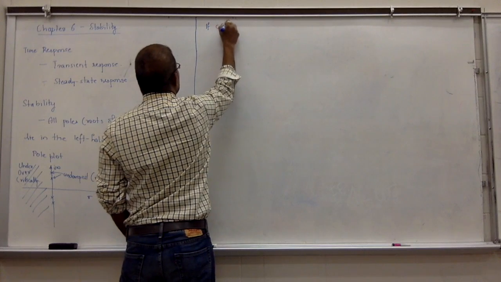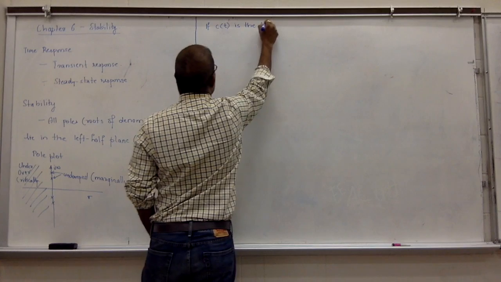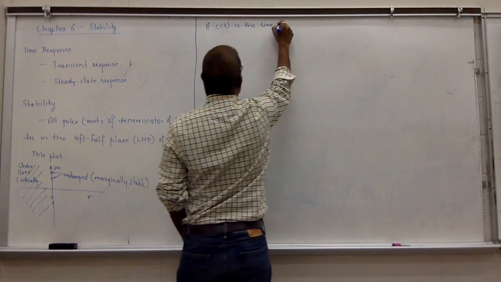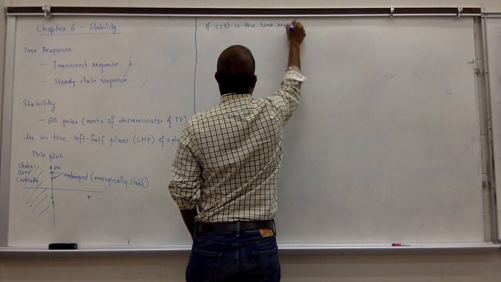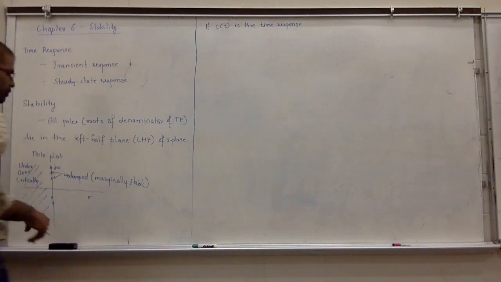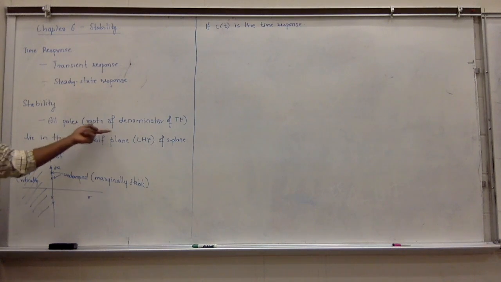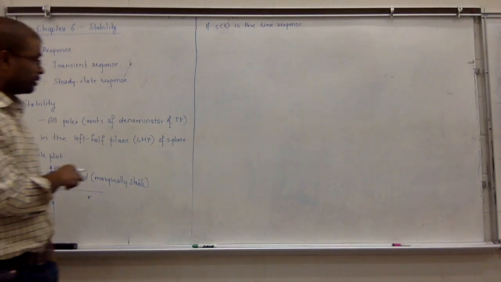Everything to the right is unstable. If the poles are in the right half plane, the system is unstable. Okay? The poles mean roots of the denominator of the transfer function. On the right half plane, the system is unstable.